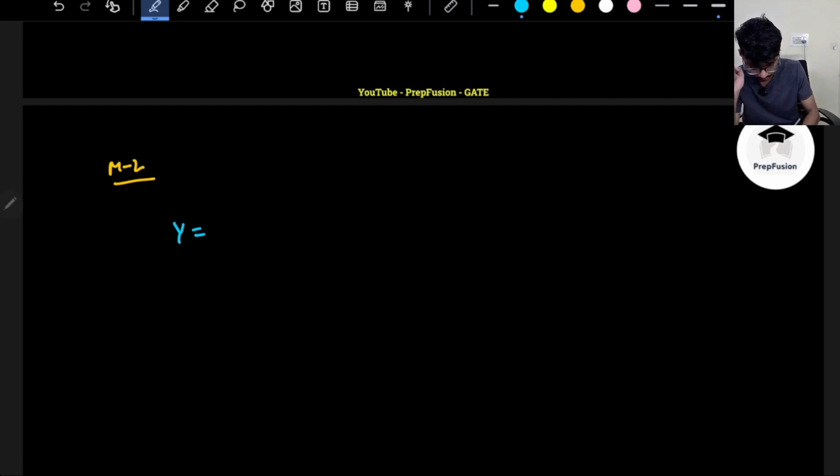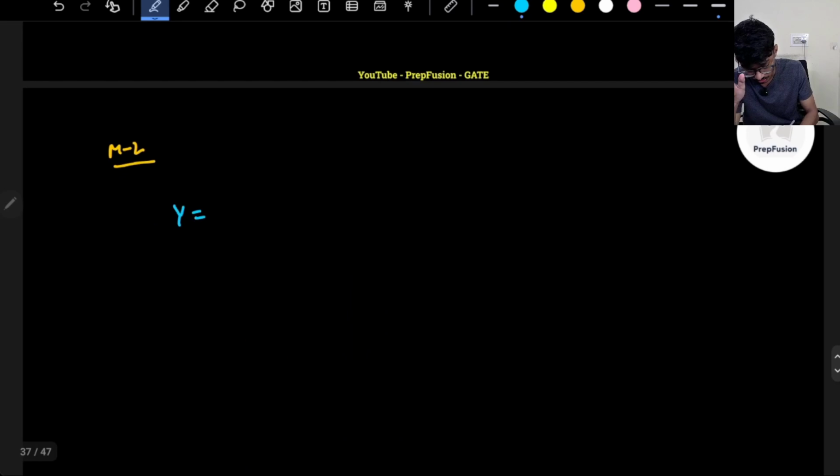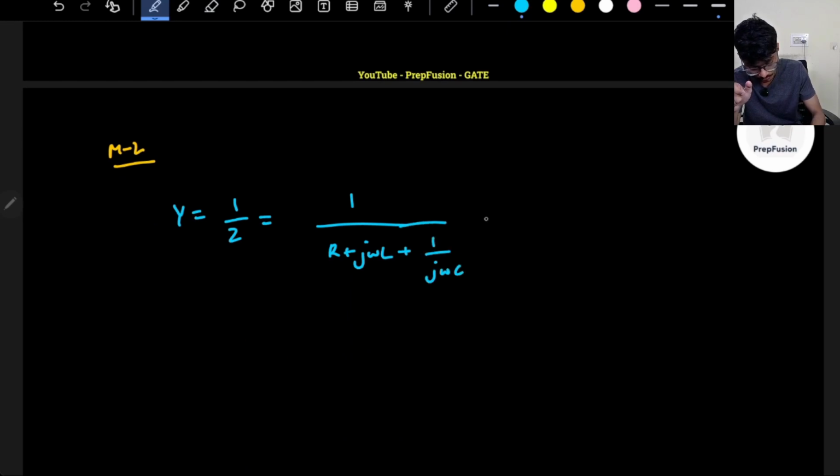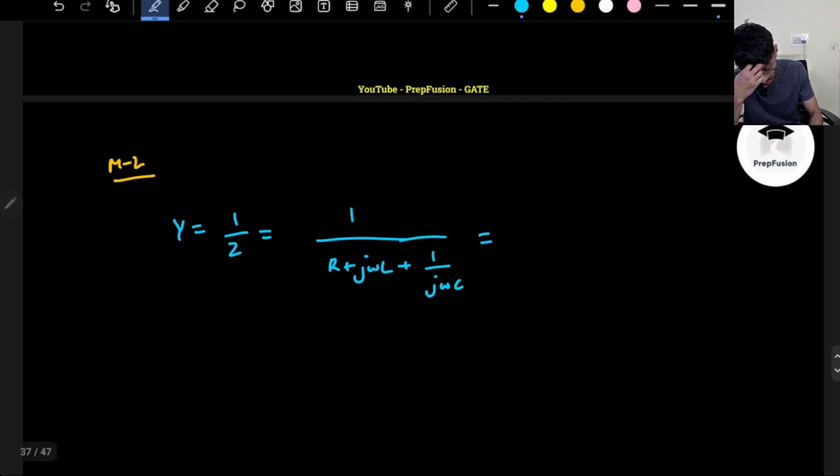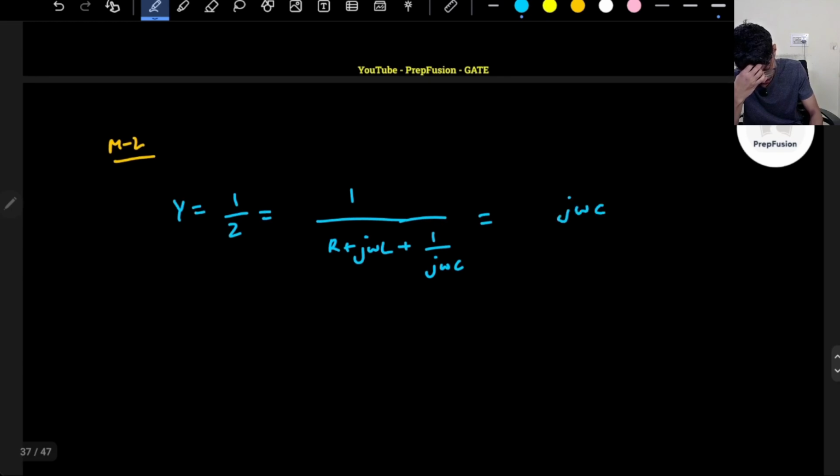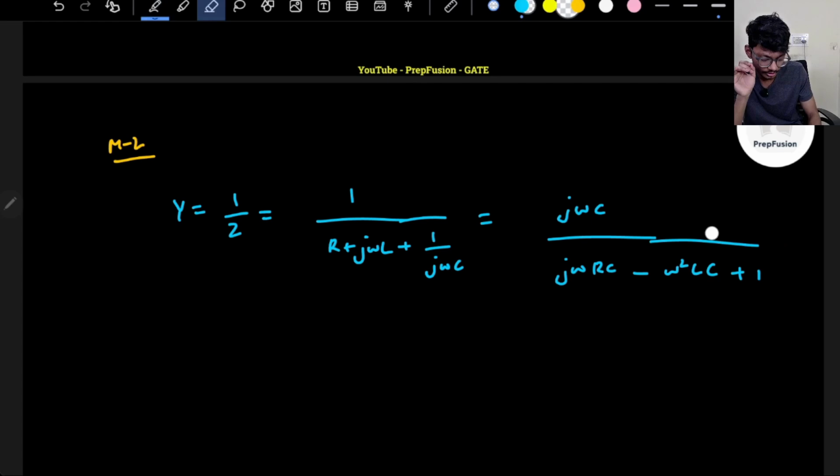So admittance is what? This is a series RLC circuit, so it is 1 by Z. Z is R plus j omega L plus 1 by j omega C, or you can write this as j omega C divided by j omega RC plus, with j square being minus 1, 1 minus omega square LC. So this will be your admittance basically.